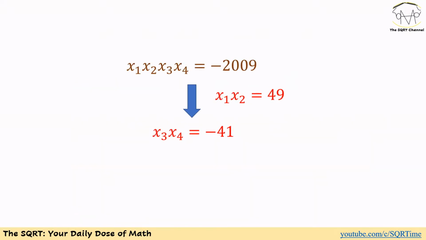Let's start simple. From what we saw, the product of all roots is equal to negative 2009, and we already know from the problem that x1 times x2 is equal to 49. So x3 times x4 is going to be negative 41.